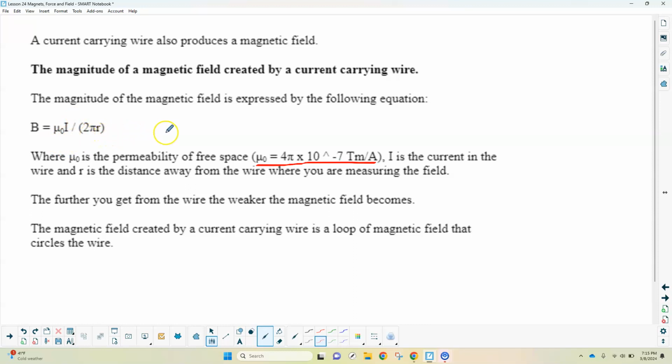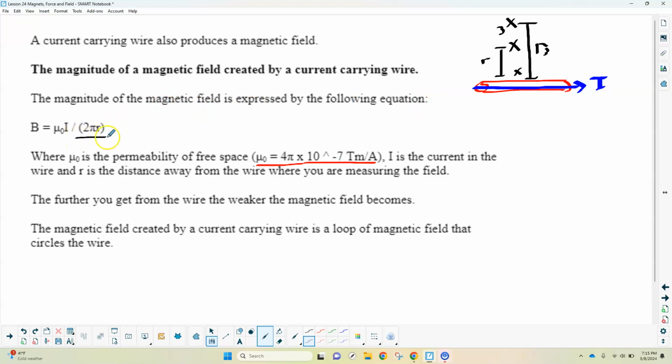Now, r is the distance from the wire. So if this is my wire, so if I'm drawing a wire here, and we have some current going through it, we need to measure the field at a position. So if we measure it here or here where I'm putting these X's, that is the distance r. So if this is X3 maybe, that would be r3. So it's just how far the position we're measuring at is from the wire itself. So that's what r represents.